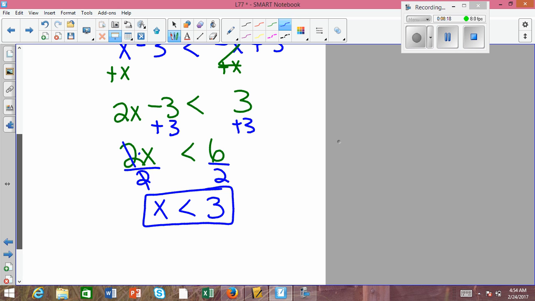Now when you're doing these problems, you can stop the video at the beginning and try them on your own. See if you get the correct answer. It would be great practice and a great idea.